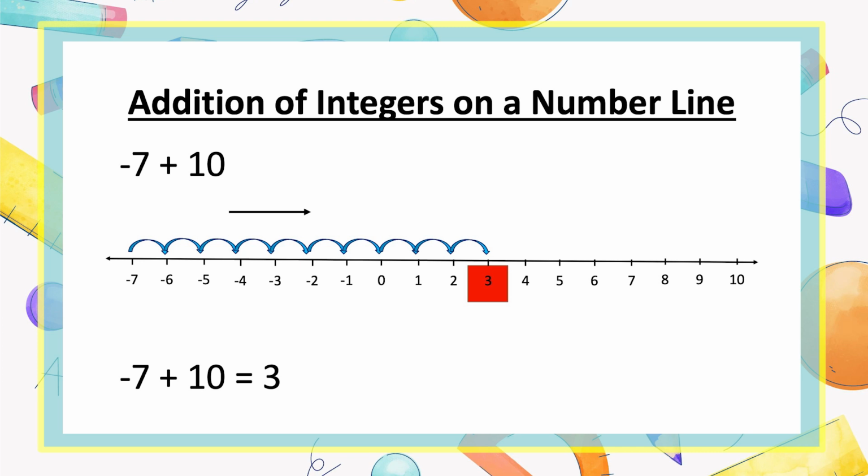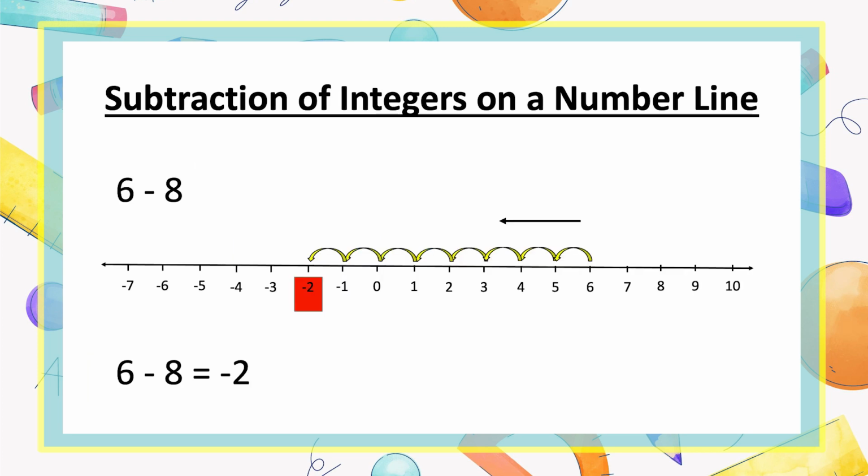Addition of integers on a number line. Let us add -7 and 10 using a number line. We move 10 steps to the right of -7 on the number line and we reach 3. So, -7 plus 10 is 3.